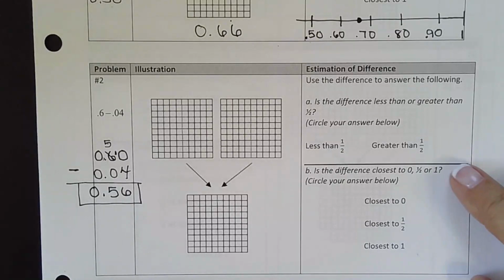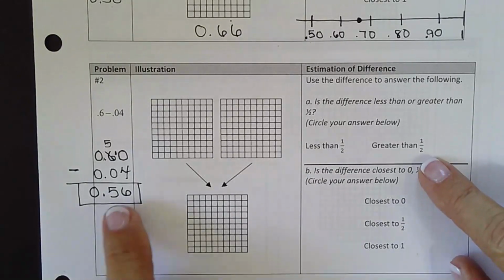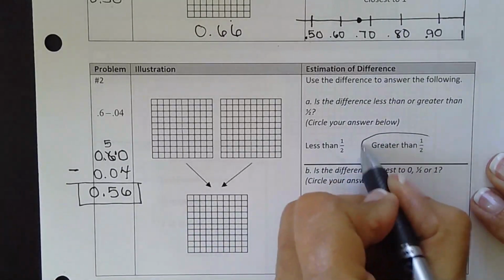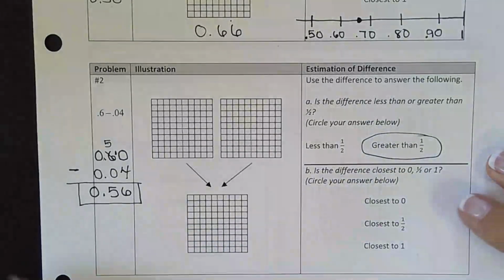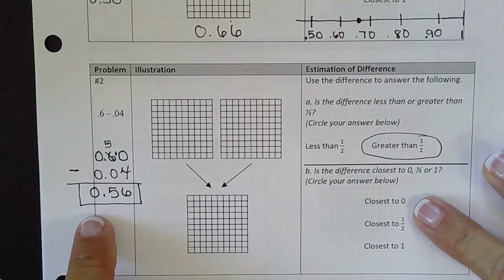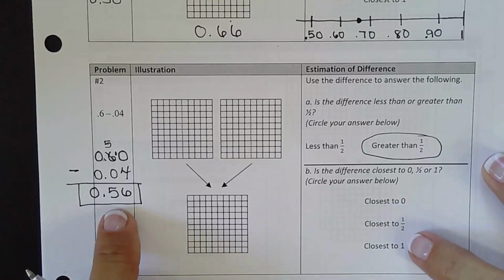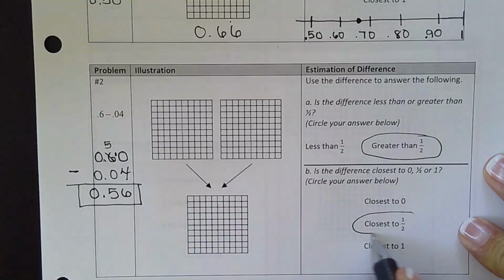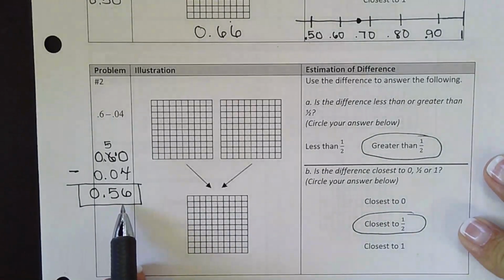And remember, 50 is a half. So because this is bigger than 0.50, this is going to be greater than a half. It's 56 units from 0. It's only 6 units from a half. And it's 44 units from 1. So this one is definitely closest to a half because it's barely bigger than a half.